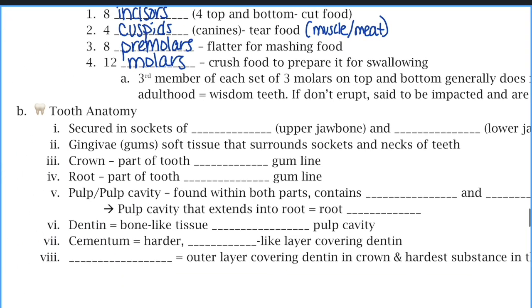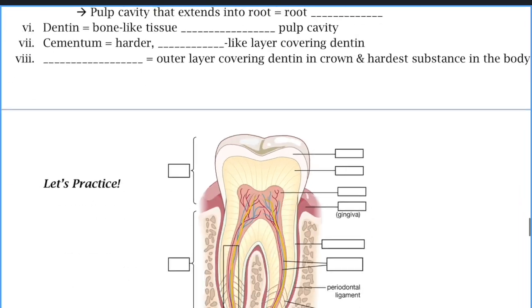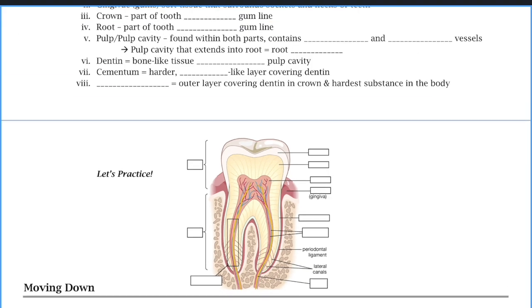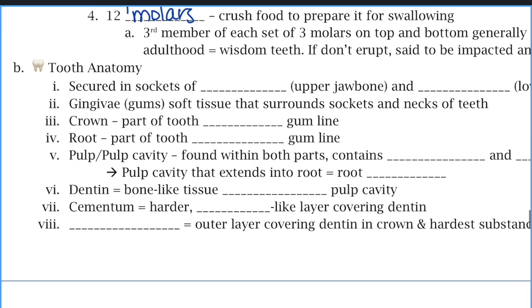Okay. So the tooth anatomy. Here's the tooth. We're going to label eventually. I'm going to have you label it. So I'm just going to put that out there. I'm not going to label it. You will. Okay? So let's go through the terms. And while we're going through the terms, you can be labeling the tooth. Okay? So let's start with the first thing. The tooth is secured in sockets of bone. So you have two bones that your teeth can be in.